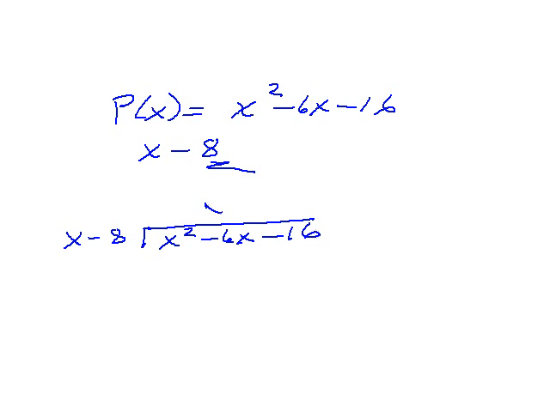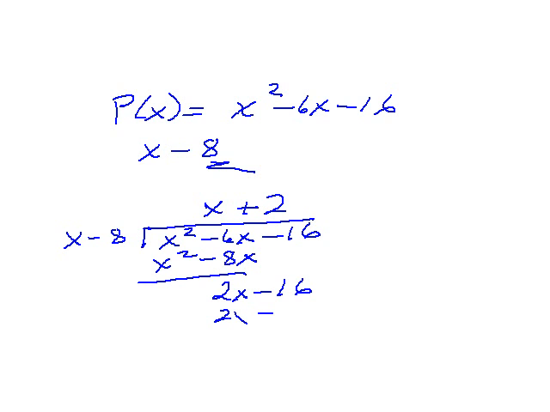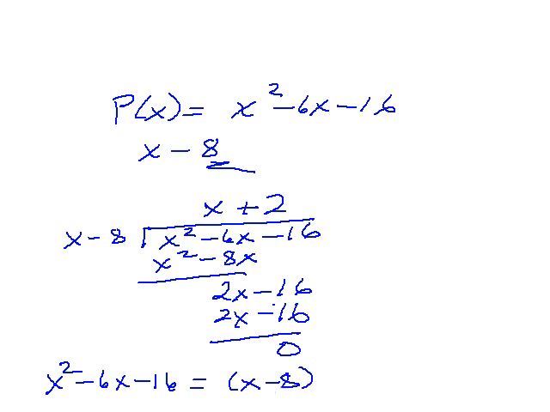So what turns x into x squared? It's an x. So I've got x squared minus 8x. Now I'm subtracting. Minus 6 plus 8 gives me 2x minus 16. What turns x into 2x? Well, it's a 2. So I get 2x minus 16. The remainder is 0. So 8 is a root. That means I could write x squared minus 6x minus 16 equals x minus 8, times x plus 2, and then 0 remainder.